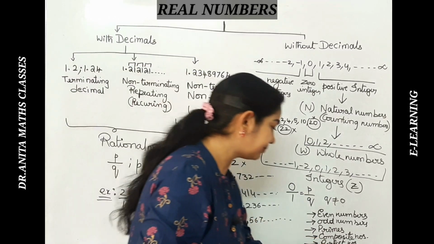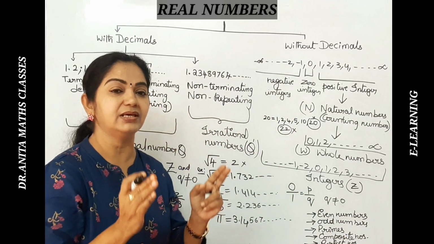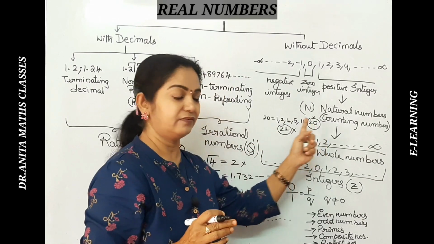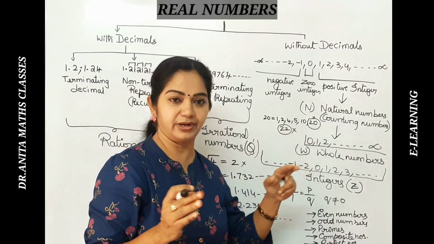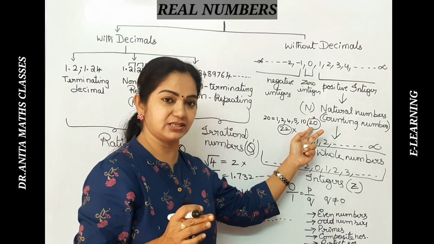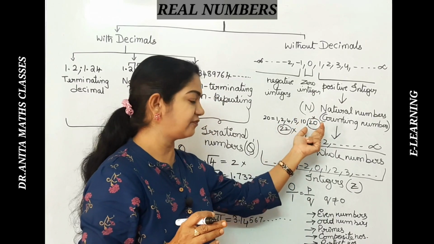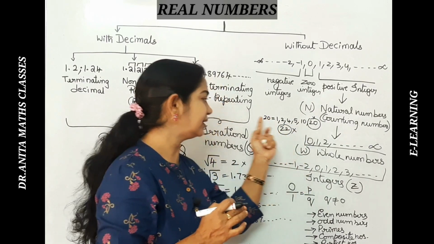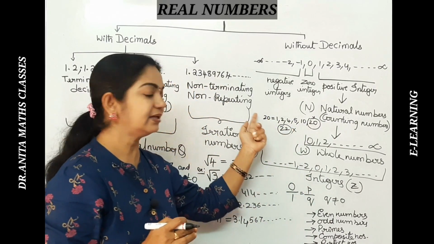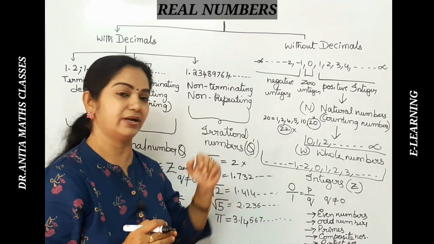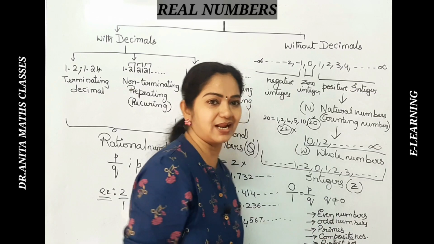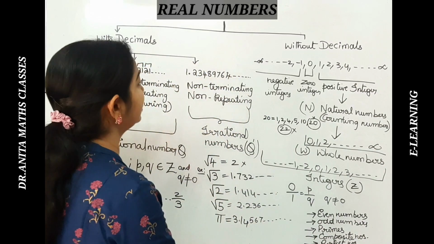That means perfect numbers are the numbers whose divisors sum up, leaving off the number itself, to the number itself. Other divisors apart from itself, if they sum up to the number itself, then this is called a perfect number. We will be learning about all these numbers in our future classes. Okay, this is all about the real numbers.